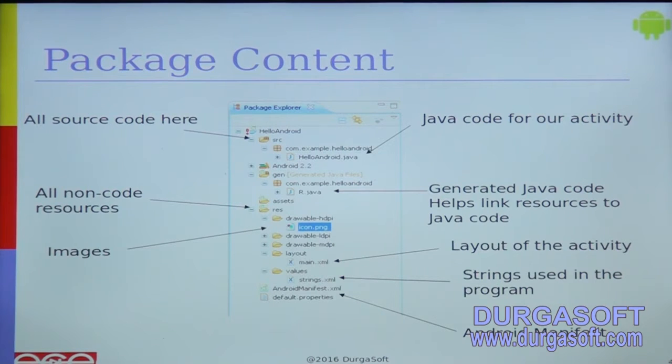So all these resources, in order to get connected to this Java code that you write in the HelloAndroid.java file, or you can call it an activity, you generally need to have something in the middle layer. So R.java will help you to link the resources with the Java code.